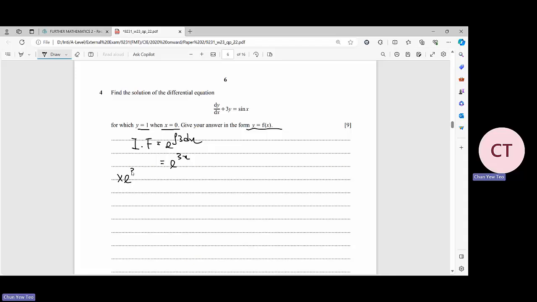Multiply everything in the equation by the IF. You get e power 3x dy/dx plus 3 e power 3x y equals e power 3x sin x. So what you need to do is take the IF, multiply by the y, and it will be equal to the integral of this.